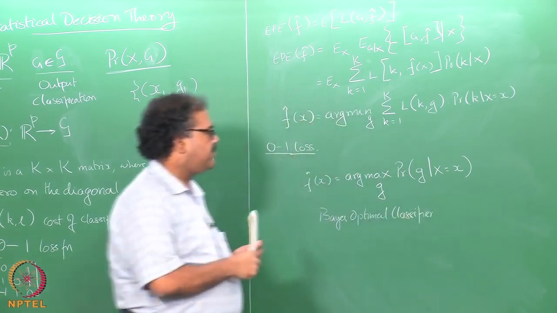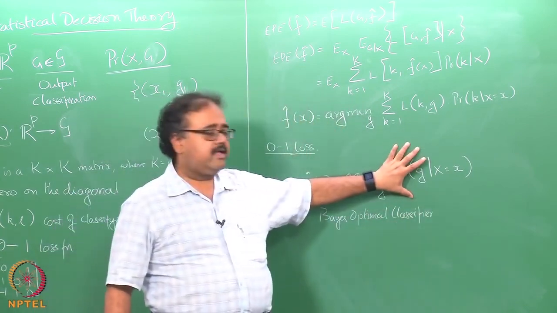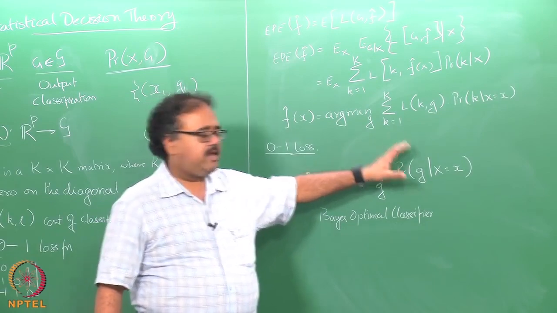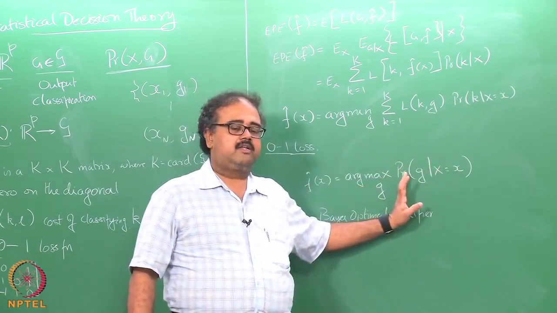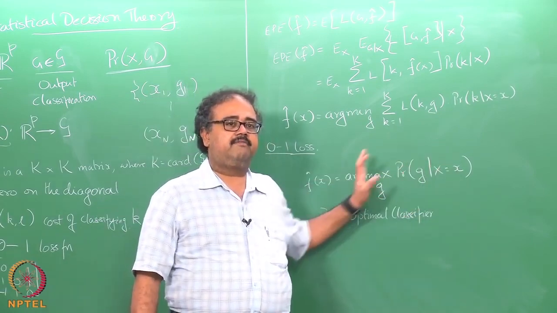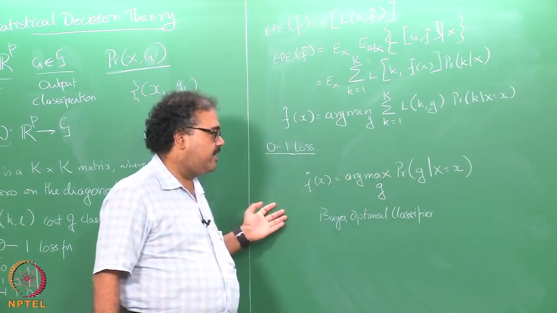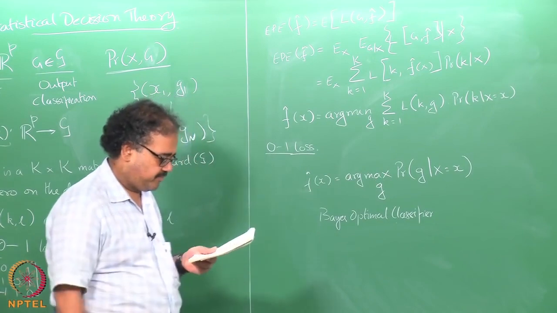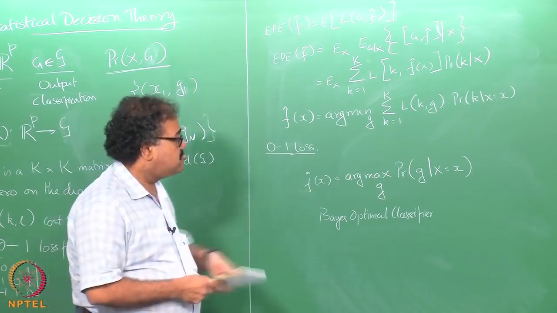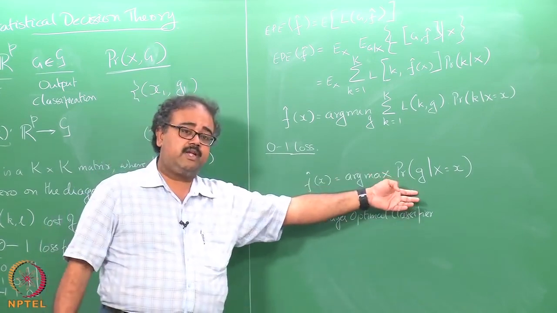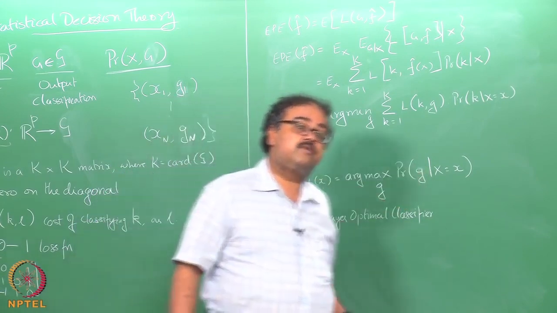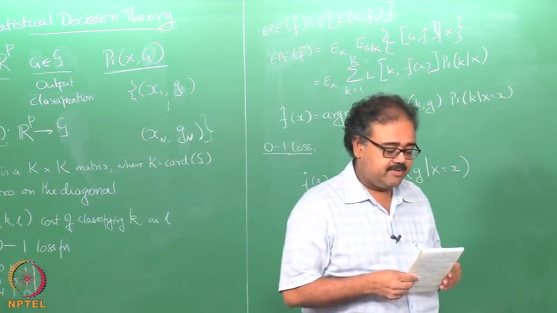So, what does the Bayes optimal classifier say? Look at the conditional distribution given x, look at the probability of g, take the g that has the highest probability and assign it as the output. This is essentially what the Bayes optimal classifier would say. But then you do not know this probability, so you have to estimate it. How would you estimate this probability?